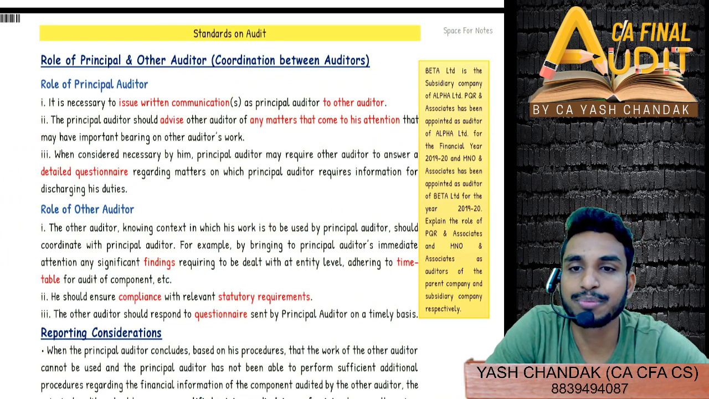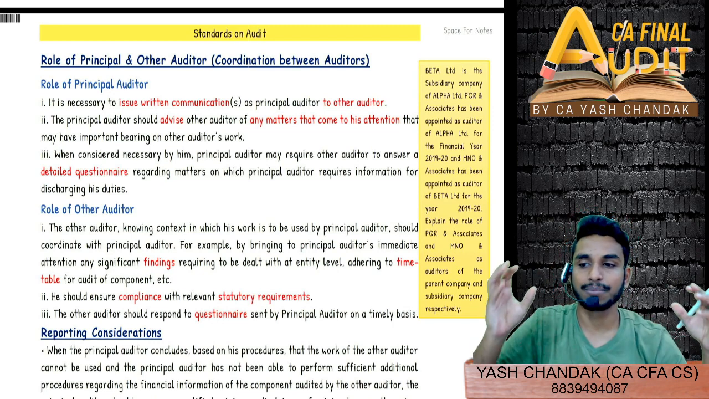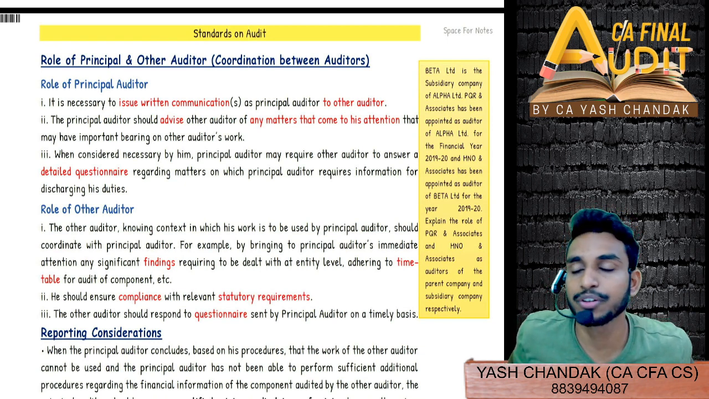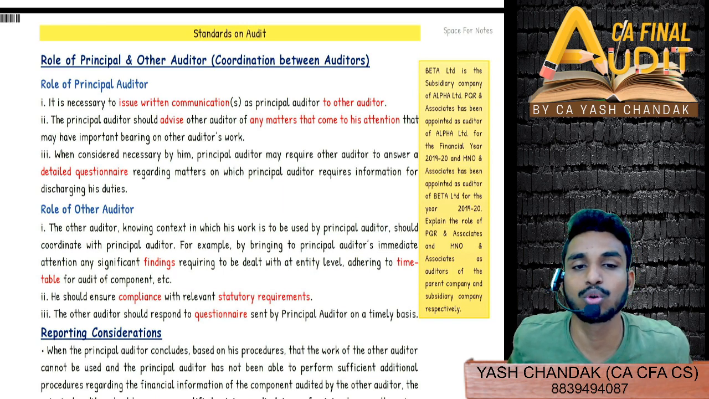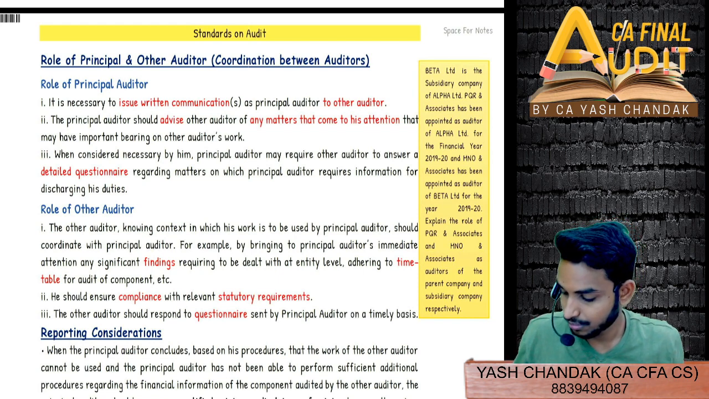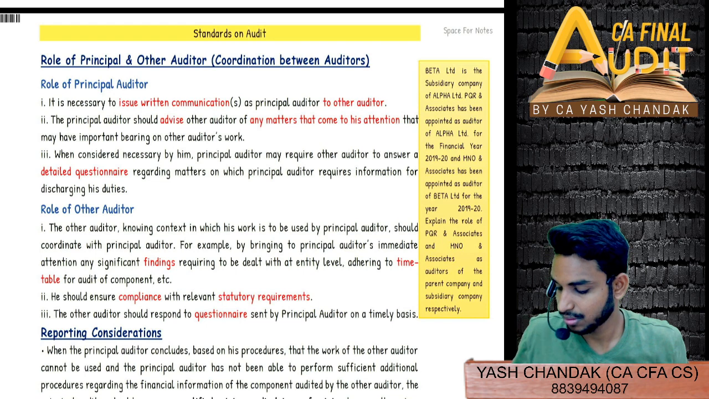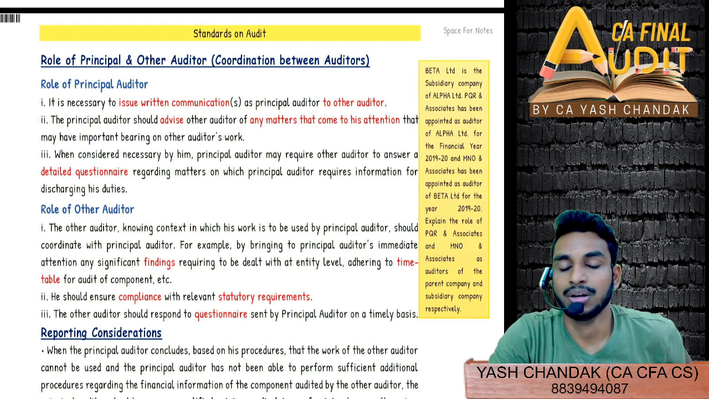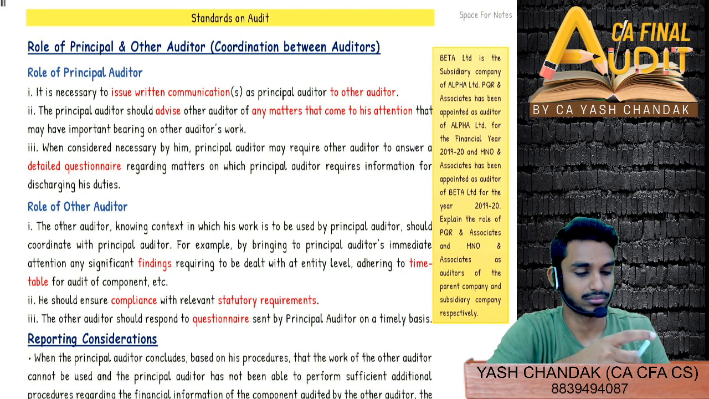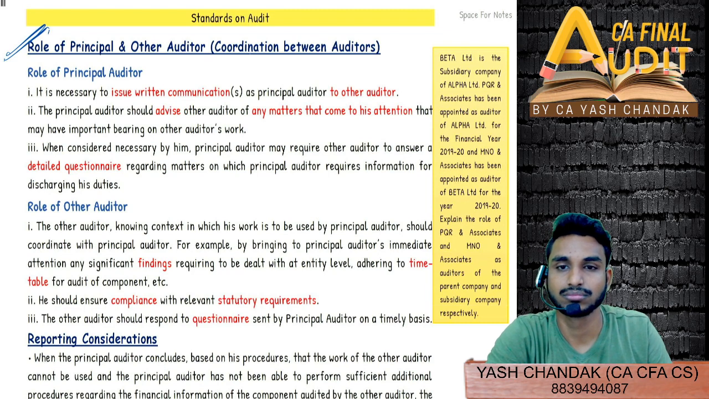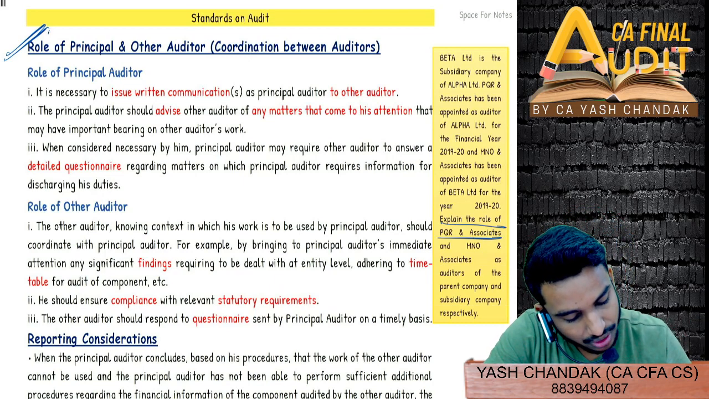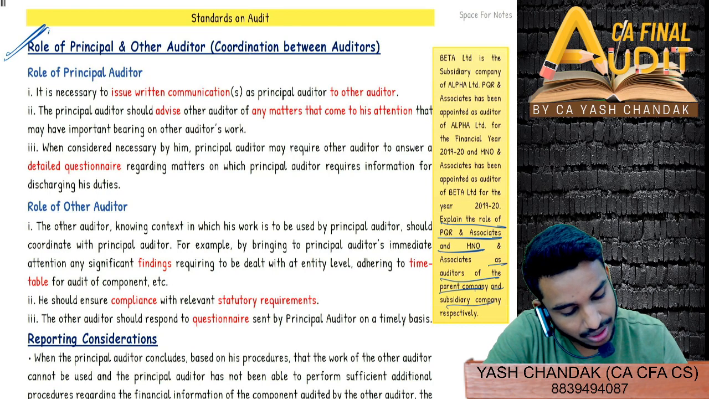Now, let's come to the role of principal auditor and role of other auditor. What exactly needs to be the area of responsibility between principal auditor and other auditor, and how are they going to coordinate between each other? They can ask directly what the role of principal auditor and role of other auditor is. See the question just beside the Beta Limited one. Question, just see this. Role of principal auditor and role of other auditor. So they are directly asking to explain the role of principal auditor and other auditor as the auditors of parent company and subsidiary company respectively.